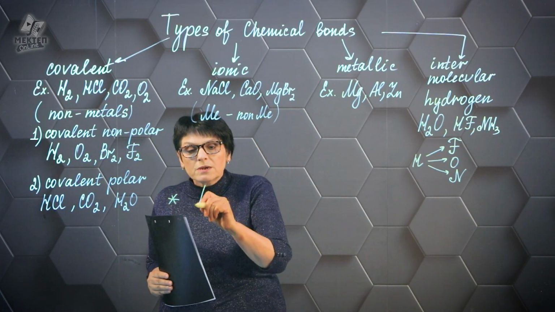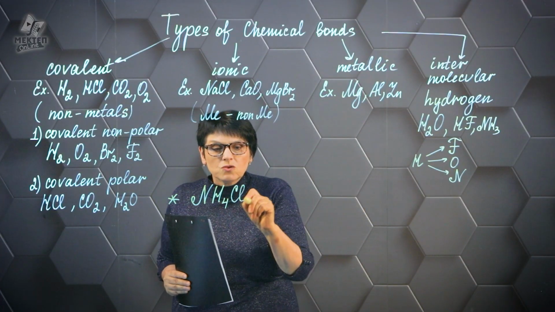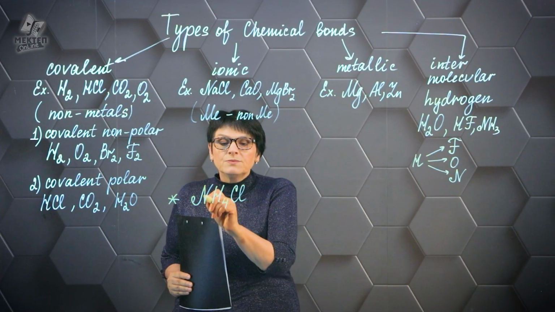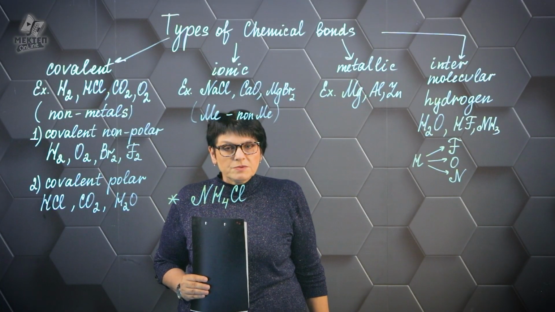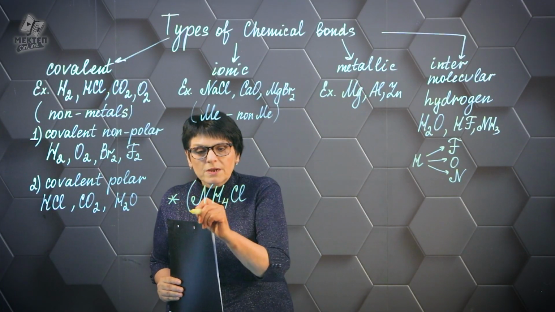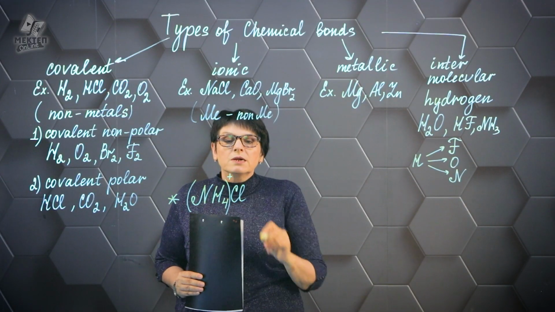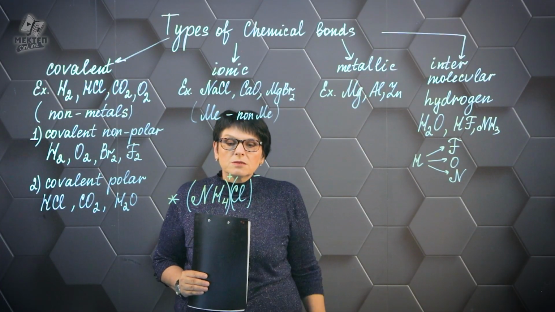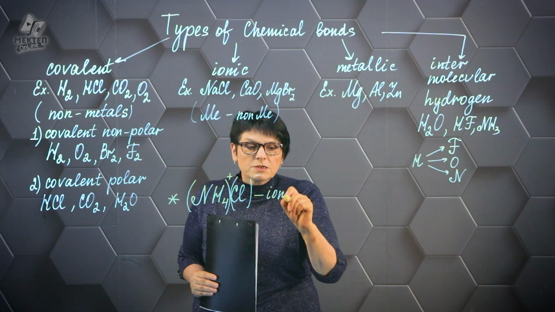For example, the ammonium chloride molecule, NH4Cl. What kind of chemical bond is that? It would seem that all the elements in this case are not metals, and that is indeed the case, but the molecule itself is constructed in a very peculiar way. There is an ammonium ion, which has a plus charge, and a chlorine ion, which has a minus charge. So there is an ionic bond in ammonium chloride.